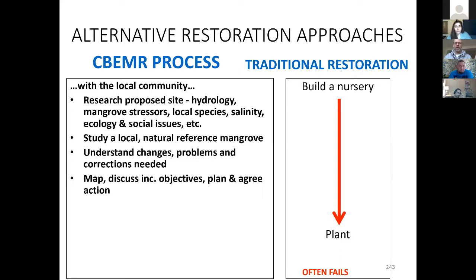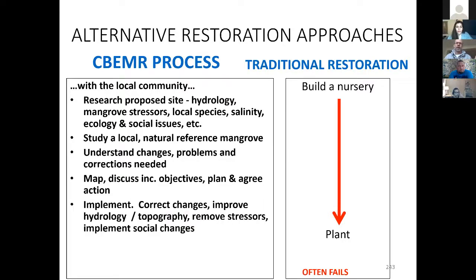So therefore, we should understand the changes and the problems that have affected your restoration site and what we need to change. We suggest that we map this because it's very good for transparency, discuss it with the local community. We're going to talk about objectives in the second half of this session, agree the objectives and plan, and then work out what to do.